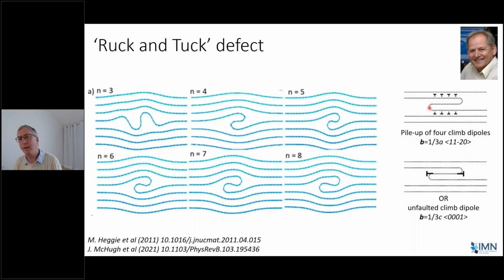And you can see this as either a pileup of Klein dipoles, dislocation dipoles, or indeed as an unfolded Klein dipole in a different direction. It's just a sort of nomenclature issue with dislocations. So as you start to smack your layers of graphene, they start to fold over and you get these ruck and tucks. So again, you can see that the graphite is expanding in one direction, shrinking in the other.